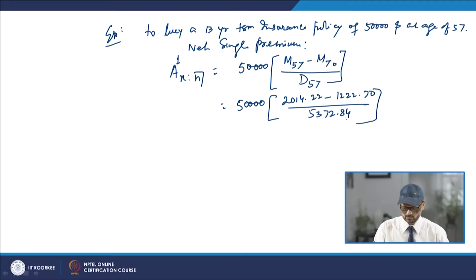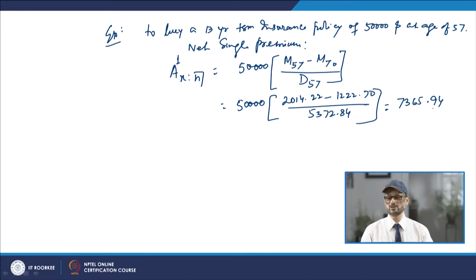So if you do that, you will get 7365.94. So this way you can find these net single premium values. Now in the case of term insurance policies, you can go for k number of payments, and k should be less than or equal to n.